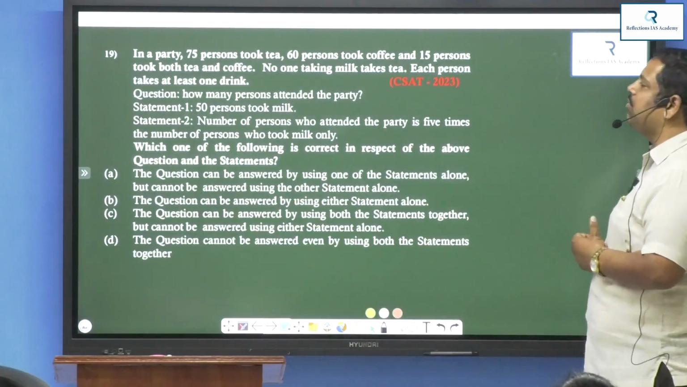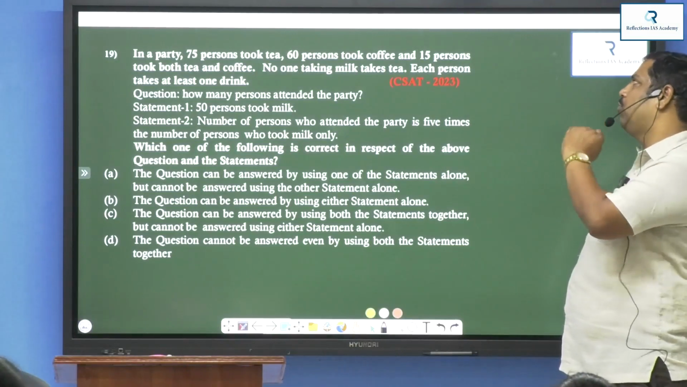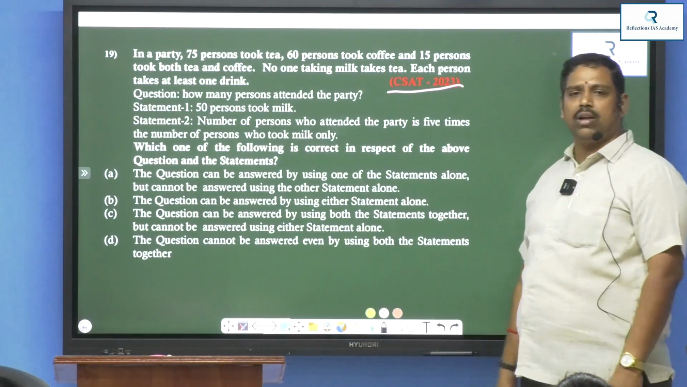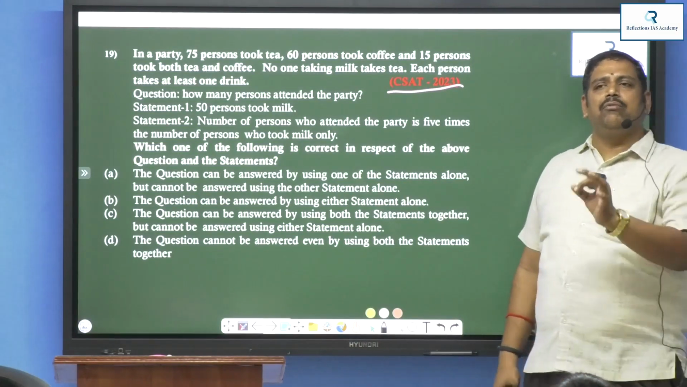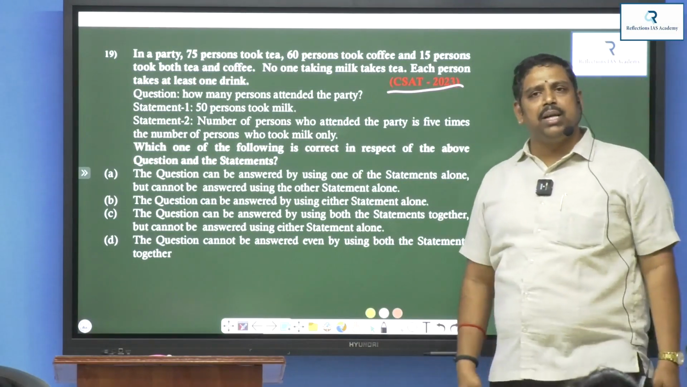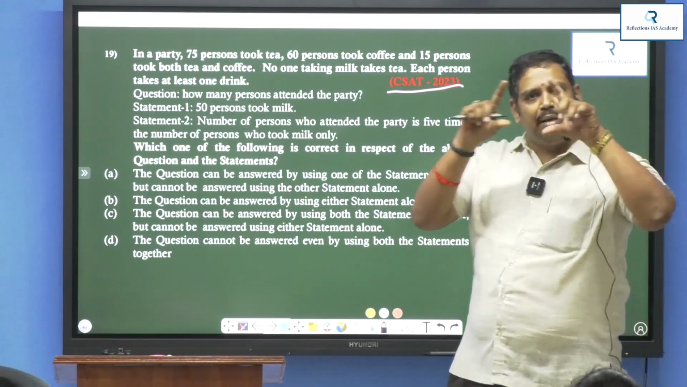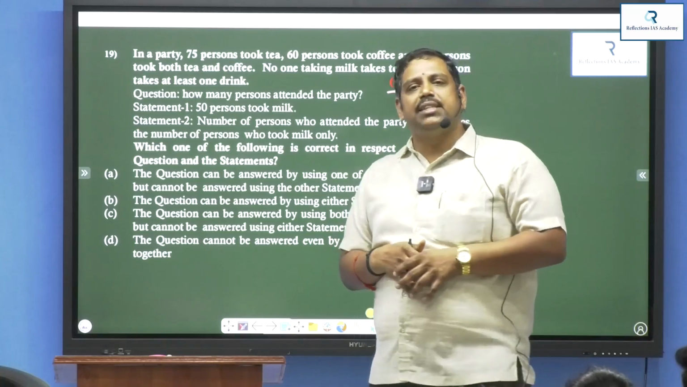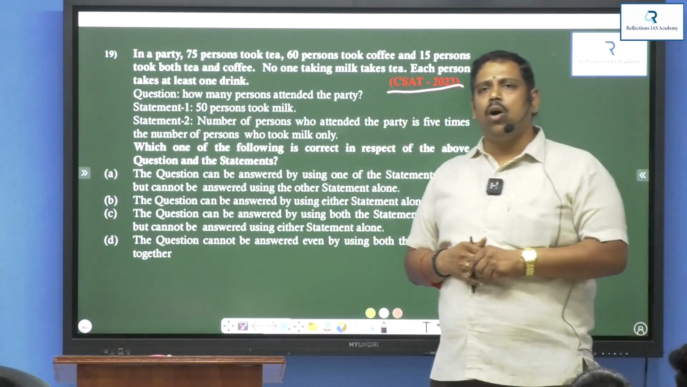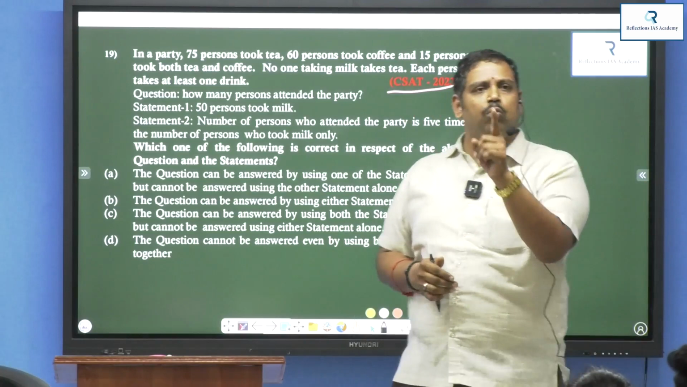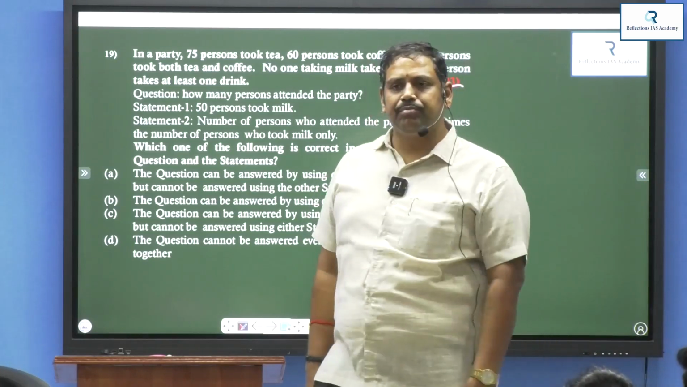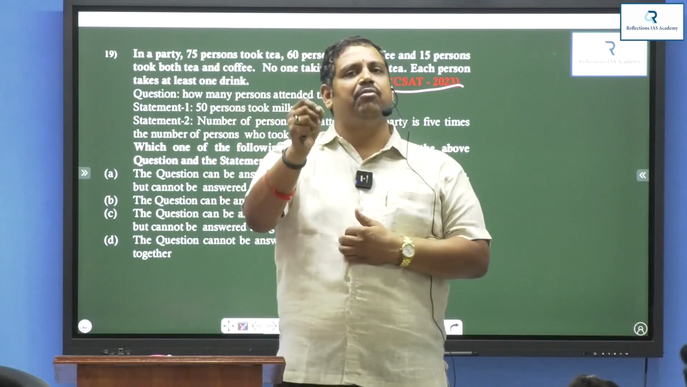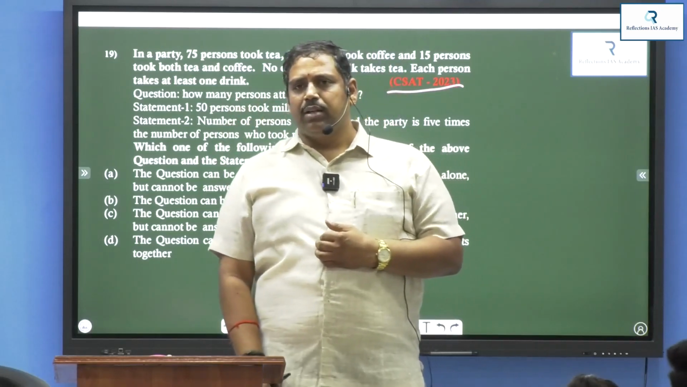In a party, 75% took tea, 60% took coffee, and 15% took both tea and coffee. CSAT 2023. When he gives data like this, sometimes we will interpret it into tables, sometimes into a Venn diagram. How do you decide whether it is a table or a Venn diagram? Always remember, if one person belongs to only one category, it is a table. If one person belongs to one or more groups, that should be a Venn diagram.